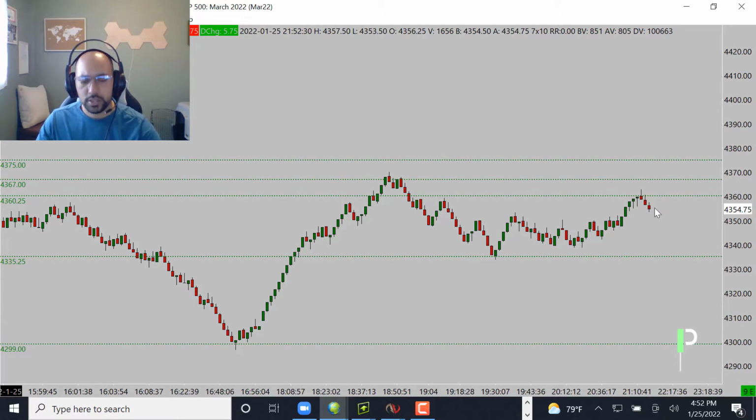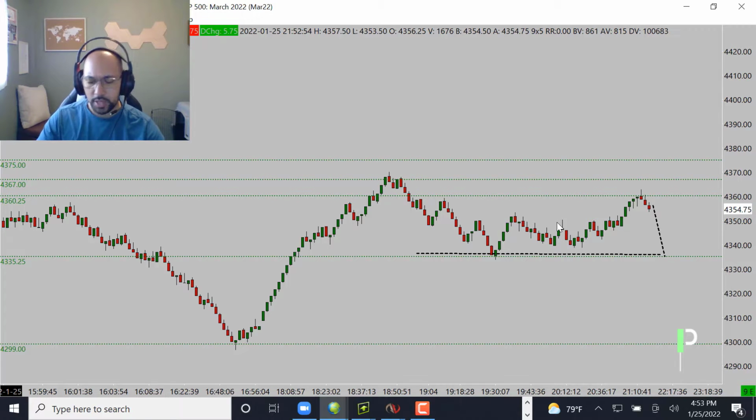So want to see if we get this rejection, and from this level, look for this to try to pull back down right around these 43.40s to as low as about 43.35.25. That's going to be the area of support we look for on the downside. Again, resistance above 67 is going to be 43.75. That's going to be the area of resistance, so we'll keep an eye out for that.